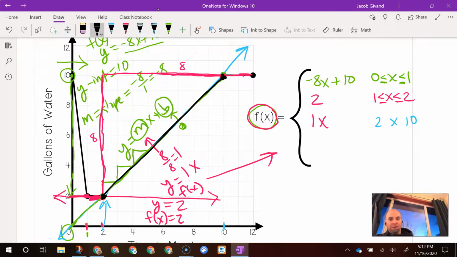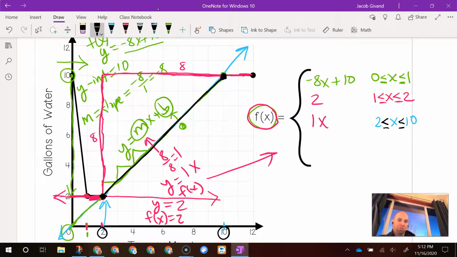Now both these dots are colored in. So that means x is bigger than or equal to 2, and it's less than or equal to 10. So between 2 and 10, that's the graph. So that's that piece of our function.